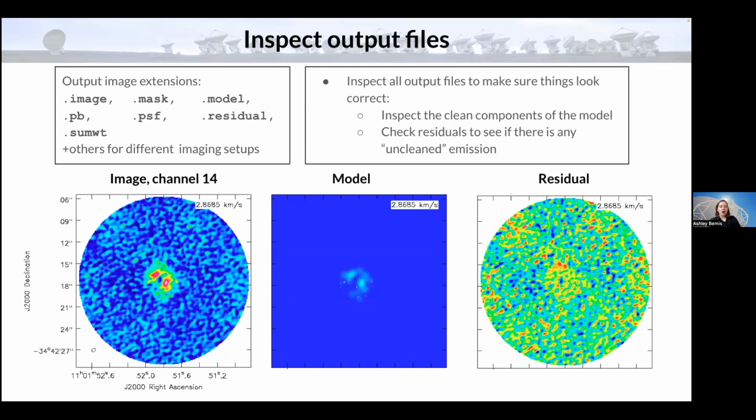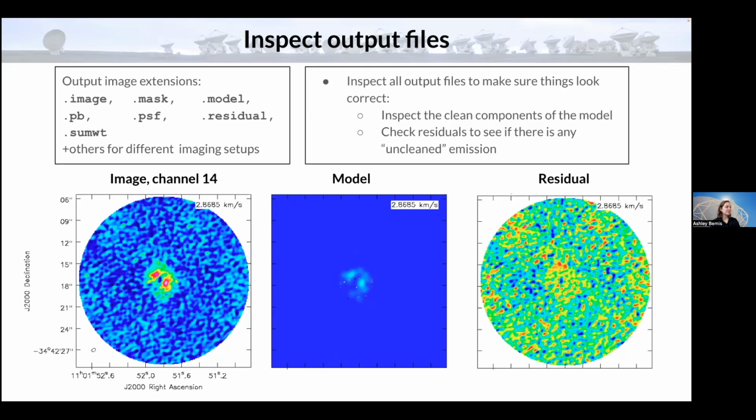You'll also get a model file. So this will essentially be the model that your minor cycle algorithm has produced of your source, a primary beam file, a PSF, a residual image, and a weight image. And you might get other files for different imaging setups, but these are just what we're getting in our specific example.